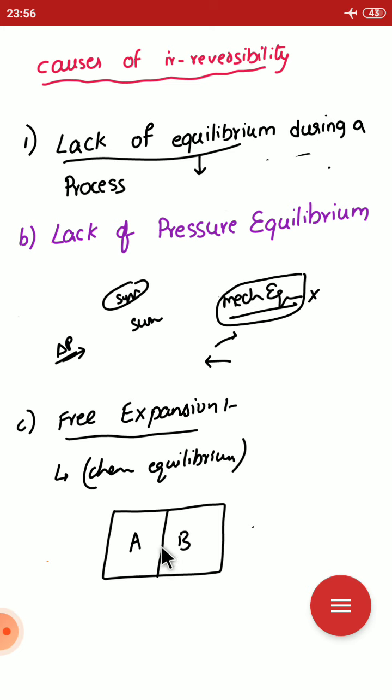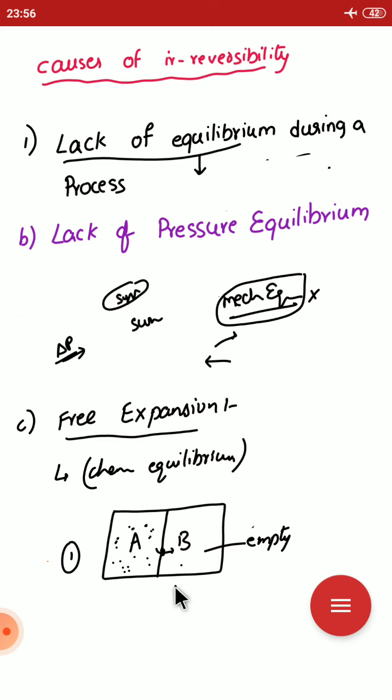If the diaphragm is punctured, the initial conditions I will tell. First, compartment A contains a mass of gas, while compartment B is completely evacuated, empty or vacuum. This is the initial state. If you make a hole in between, the gases are allowed to freely occupy both until the whole system is under equilibrium condition.